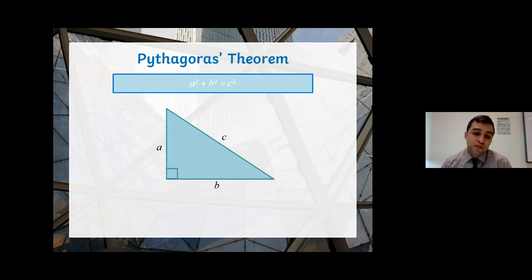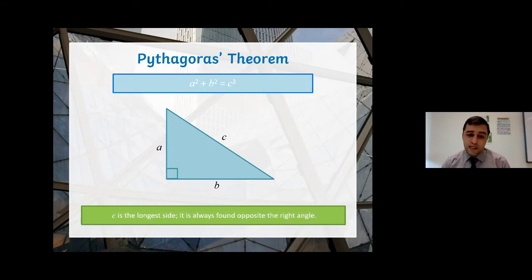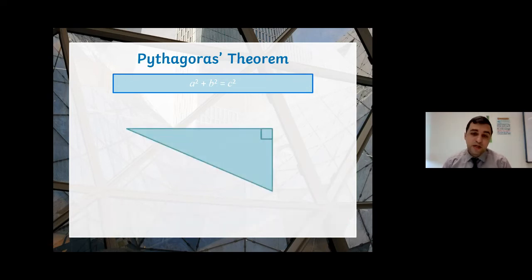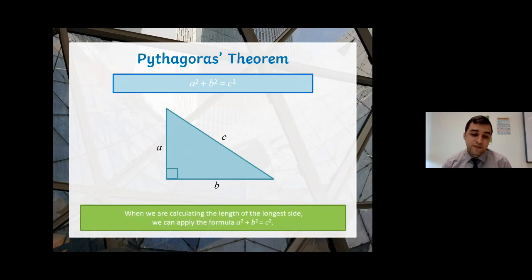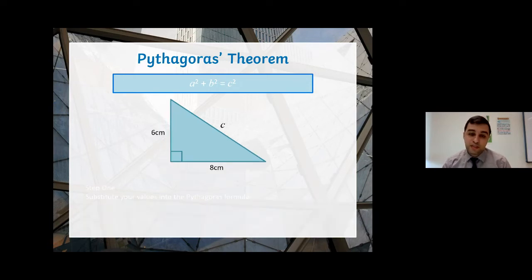Let's see what c, a, and b represent. C every time represents the longest side of the given right angle triangle. It's always found opposite the right angle. What does it mean? It does not matter what the position of your right angle triangle is. All the time it's going to be opposite to the right angle, in front of the right angle, and it is the longest side. So if we want to find the square of this longest side, we need to use the Pythagoras theorem, which is a squared plus b squared equals c squared.